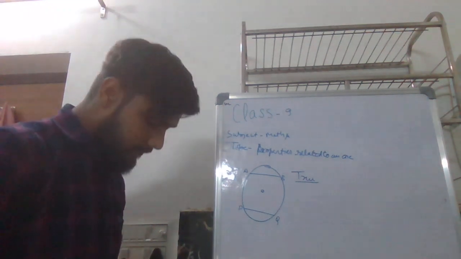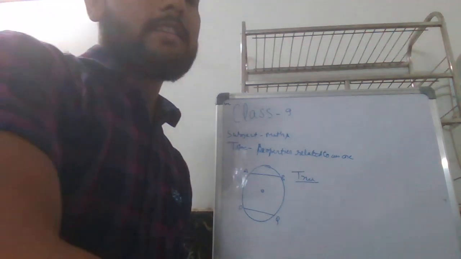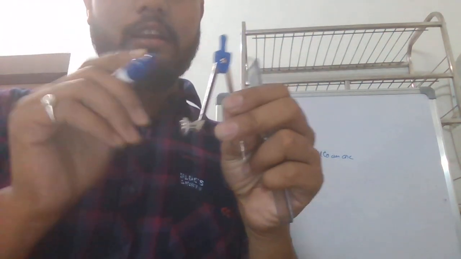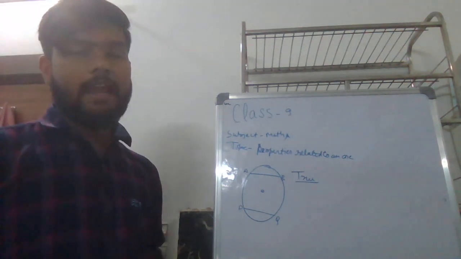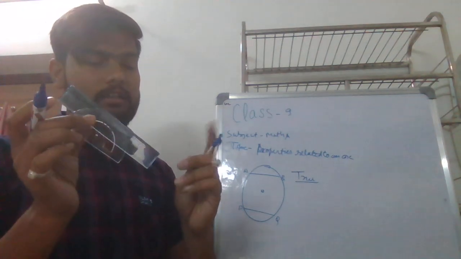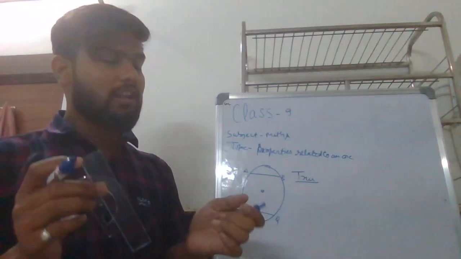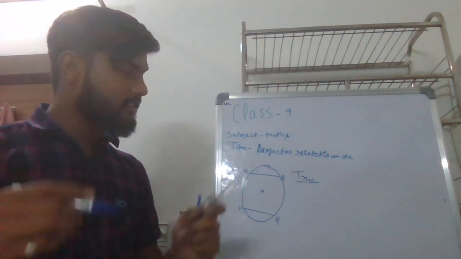So here we can see this is a protractor and this is a compass. And this is a scale, and this is a protractor. Now, why am I showing these components to you? What do you think we are going to do? Yes, very good. Now we are going to do a construction.